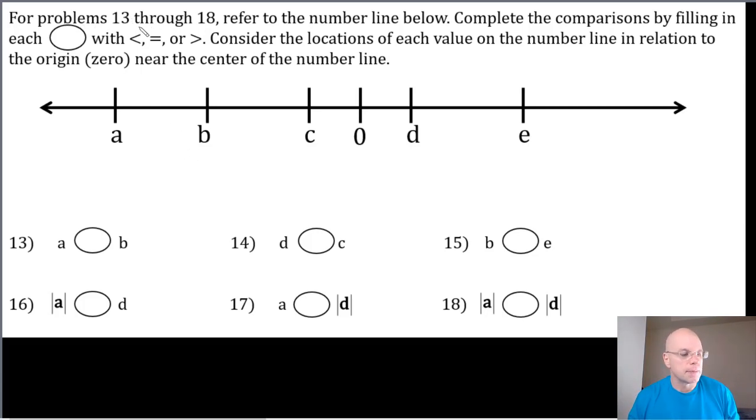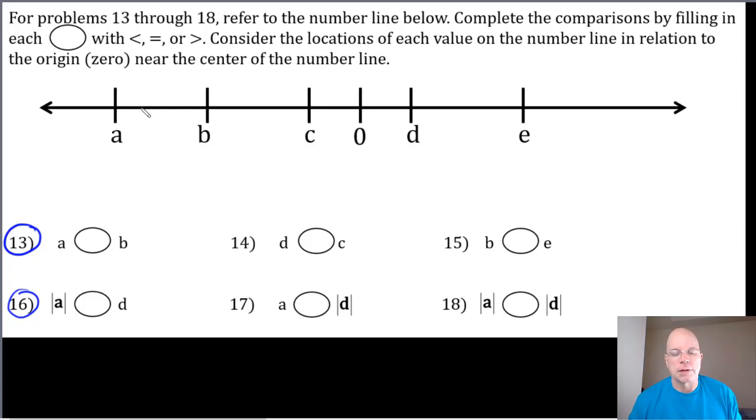So for problems, I'm going to do problem 13 and 16 with you, I believe. Let me double check. Yeah. But the directions are the same for all of these, 13 through 18. So refer to the number line below. We see the origin, 0, on the number line. The direction of everything with respect to the origin has meaning. The numbers to the right of the 0 are the positive numbers. The numbers to the left of the 0 are the negative numbers.